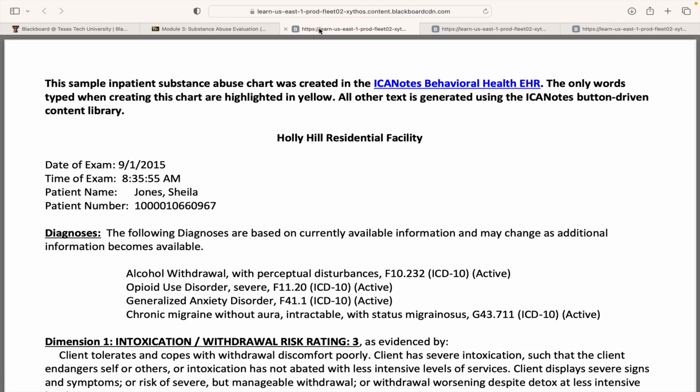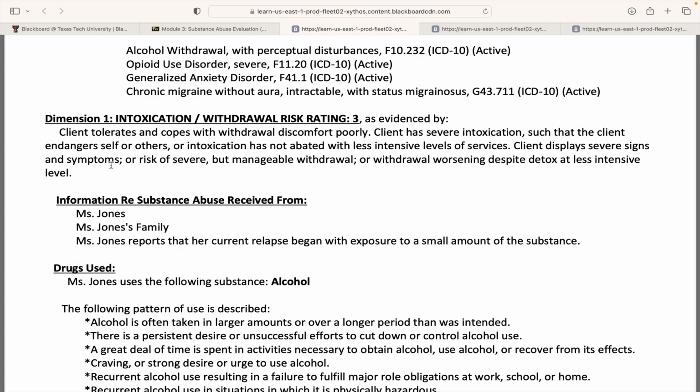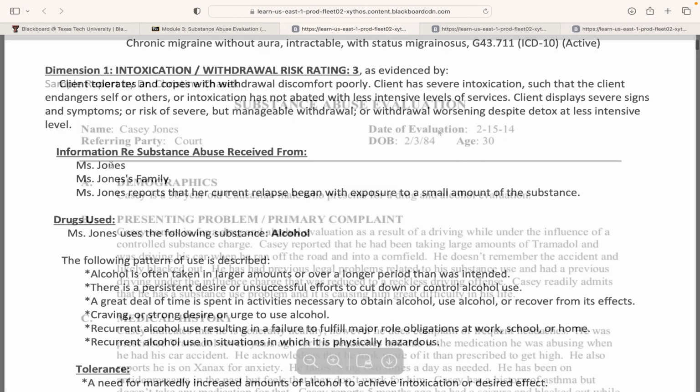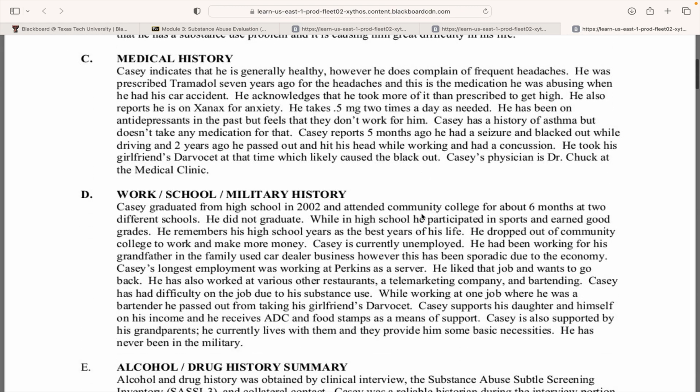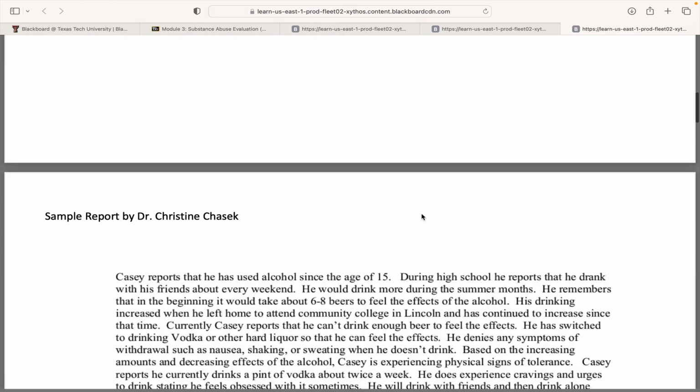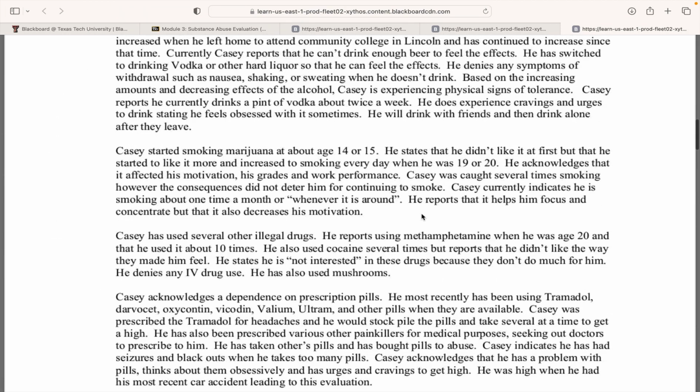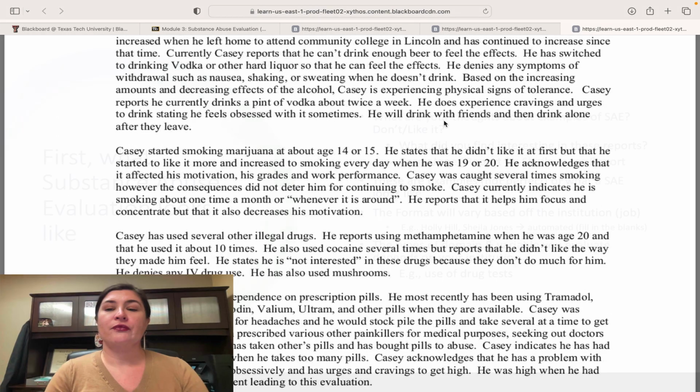For example, if we turn over and look at the Holly Hill Residential Facility, which is Sheila Jones, we will see the different ASAM dimensions, which we will be talking about in this lecture video. Then the next substance abuse evaluation example is Casey Jones, and you can see this is broken up into different domains that we will also be discussing and will be helpful for you in your first activity.